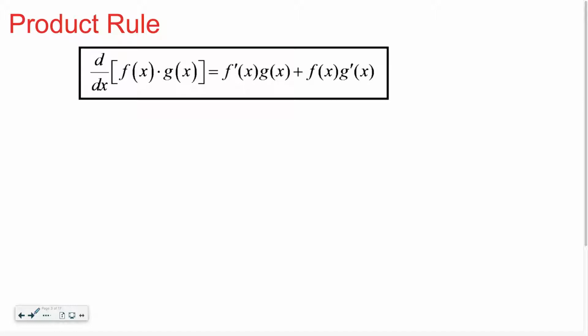When can you use the product rule? When you have two functions multiplied. If you have a product, you can use the product rule. Now, I would not use the product rule on something like 2x squared. Yeah, I know 2 is being multiplied to x squared, but that's not an efficient use of our time. The power rule can help us there.